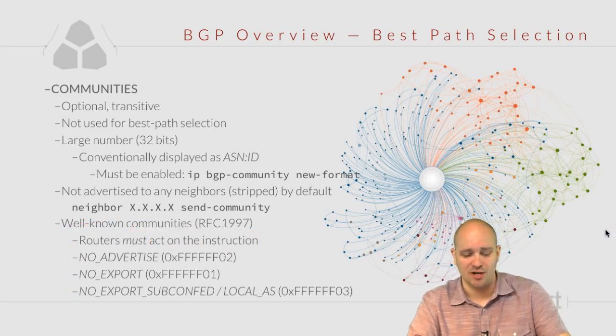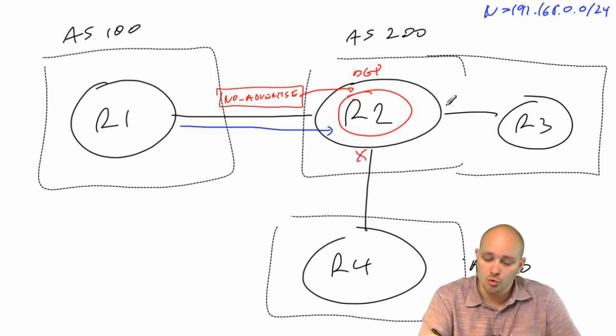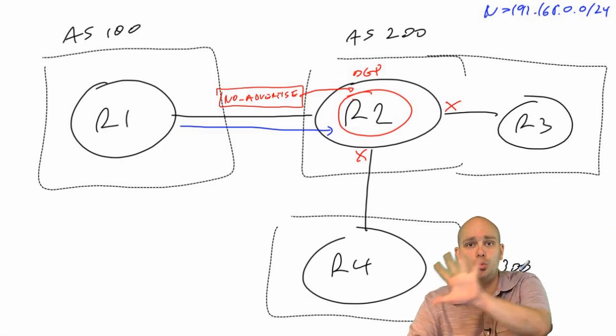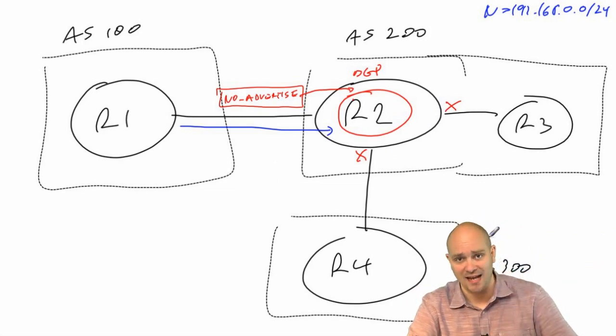So what is the instruction associated with no advertise? It simply tells this router, do not advertise this route to anyone. Not internal peers, not external peers, not anywhere.